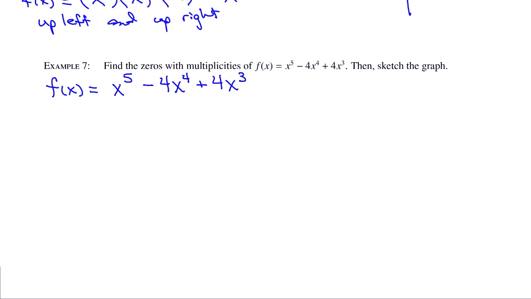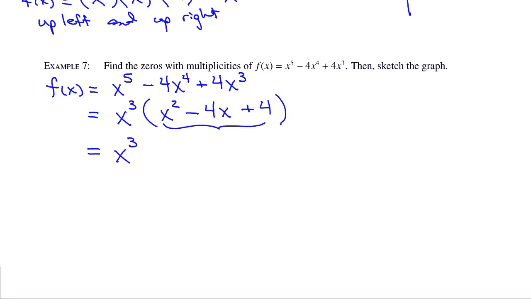And the question is, what can I factor from all three terms? And that would be x cubed. When I factor out x cubed, that leaves me with x squared minus 4x plus 4. This leftover part is a quadratic, and we know how to factor that as well. And maybe you even recognize this one. X squared minus 4x plus 4 factors as x minus 2 squared. It's x minus 2 times x minus 2.